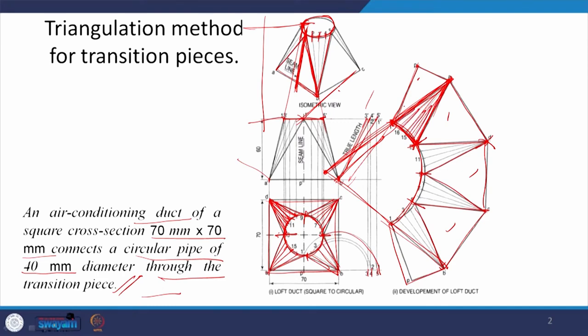methods. So this is how the development of surfaces is fairly important when you are drawing machines and when you are drawing different parts in engineering and architectural structures. I will now move on to surface development for platonic solids.